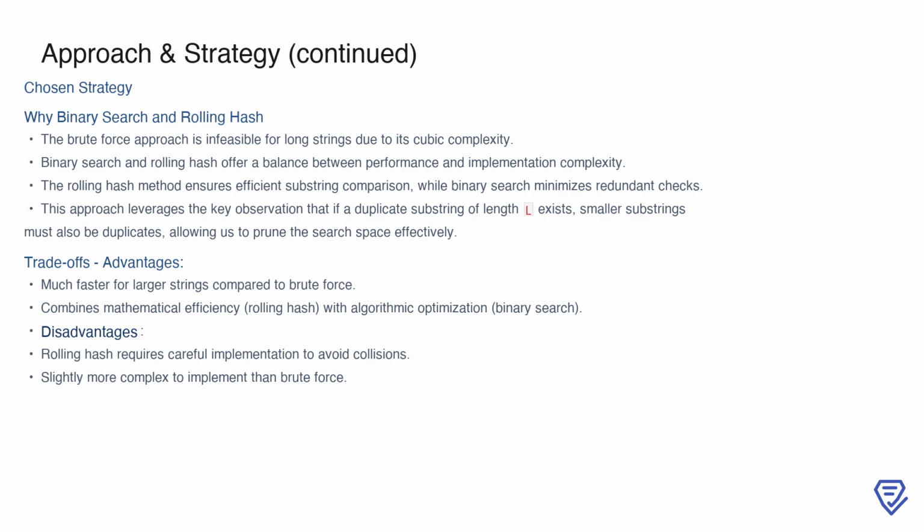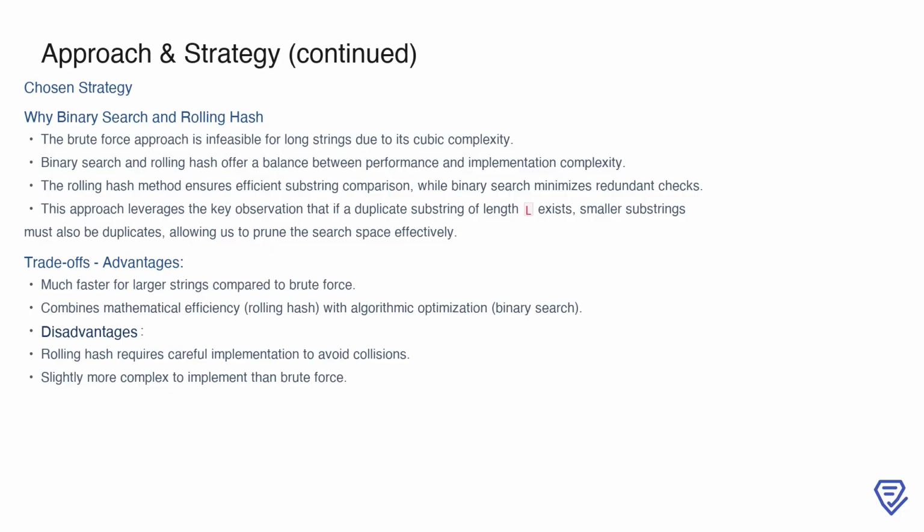The rolling hash ensures that substring comparisons are efficient, while binary search helps eliminate redundant checks by narrowing down the search space. This approach builds on the critical observation that if a duplicate substring of a certain length exists, then shorter duplicate substrings must also exist, allowing us to prune the search space effectively.